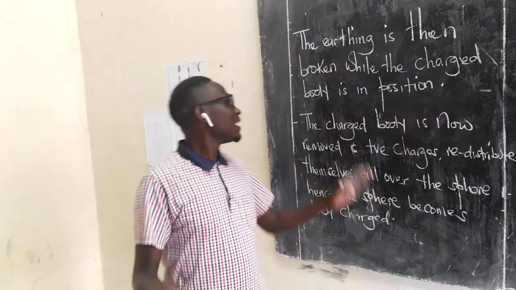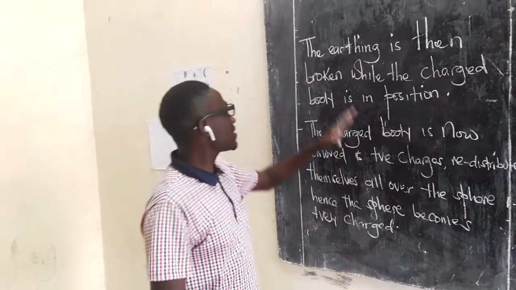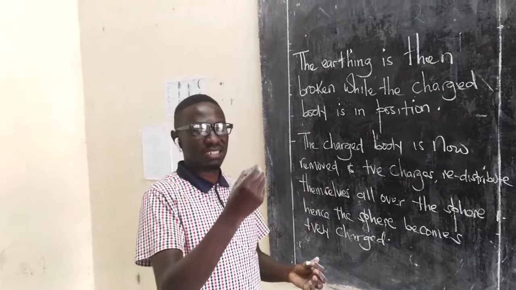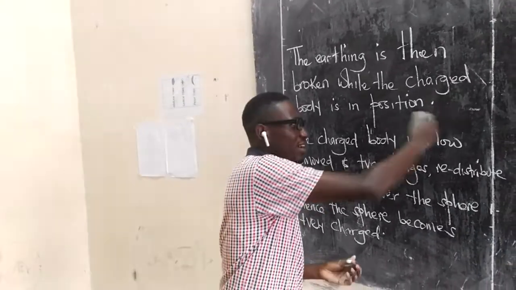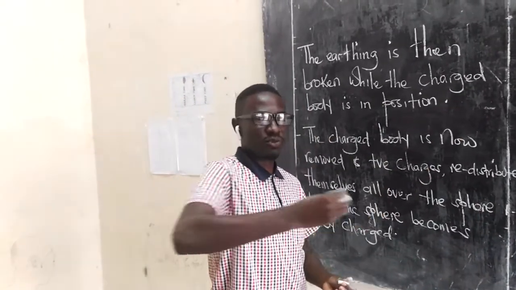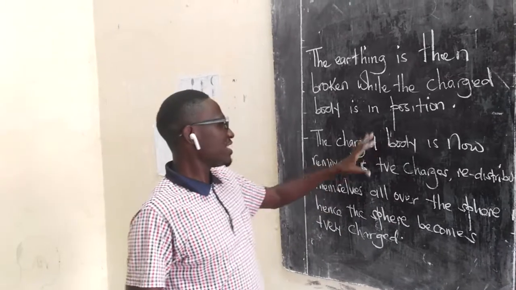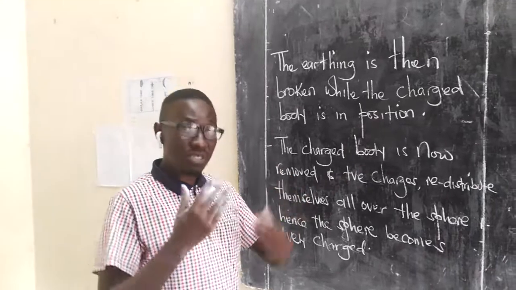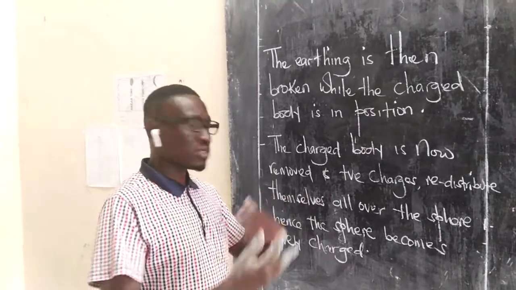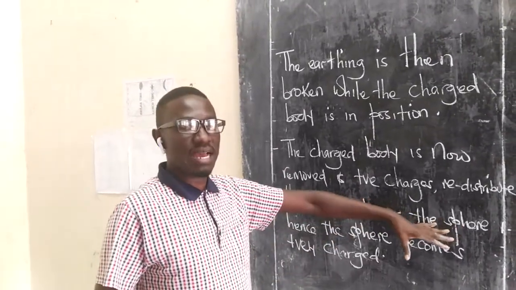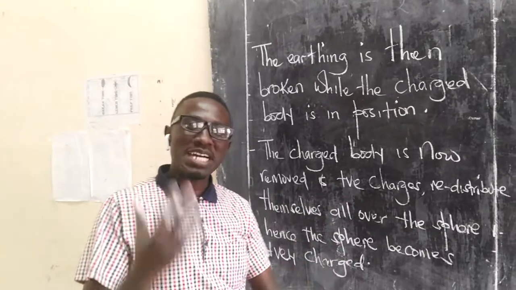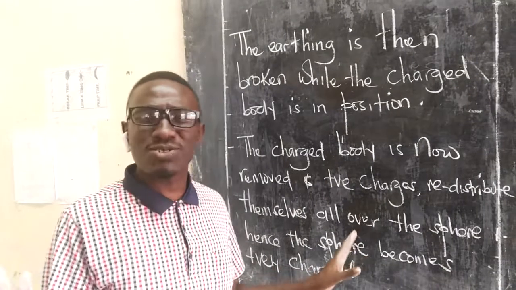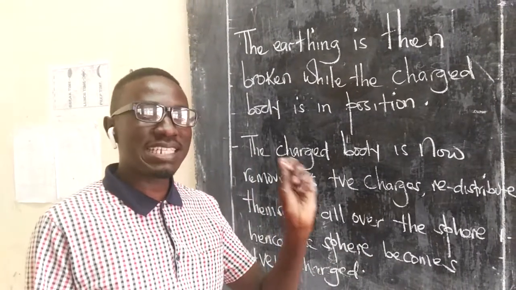Guys, let us finish up this. Now the earthing is then broken. You break the earthing, you remove the hand, okay? Remember you are touching there for electrons to flow. Now you remove the hand. So the charged rod is removed. You remove it now, and the positive charges will distribute themselves all over the sphere, and the sphere will become positively charged. And you finish the story. That's how simple it is.